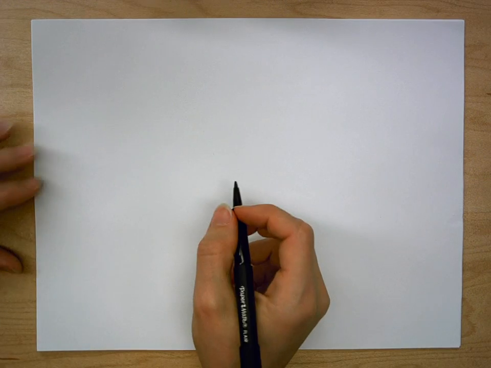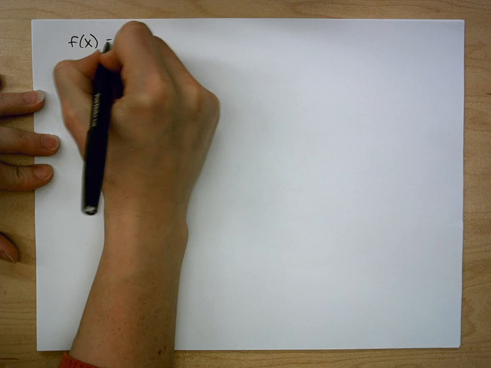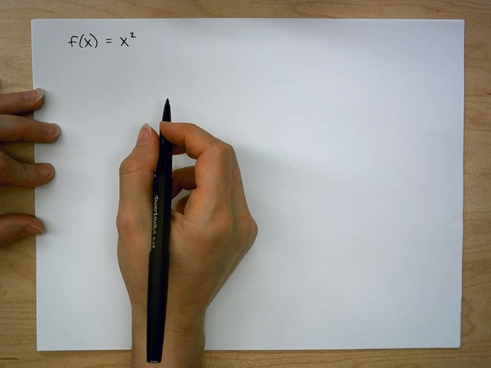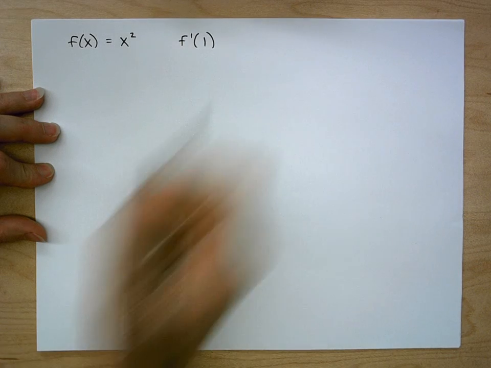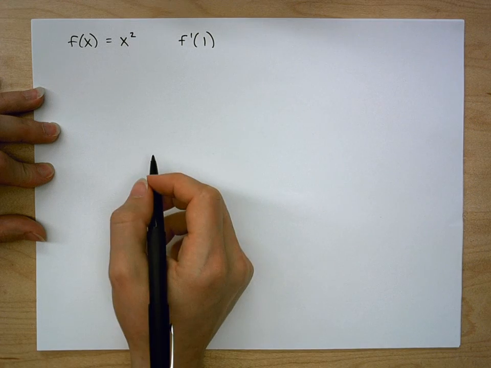So let's continue talking about derivatives. Let's say that maybe we wanted to look at the function f of x equals x squared. And let's say I wanted to know what the derivative was at, well, let's say maybe at 1. So that means in our notation, I'd be finding f prime of 1. But maybe that's not the only thing I wanted to know.